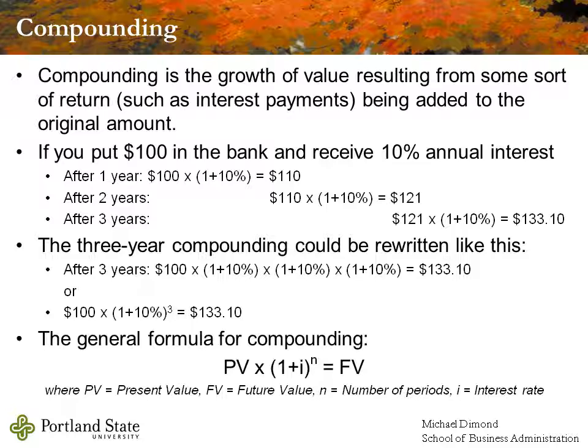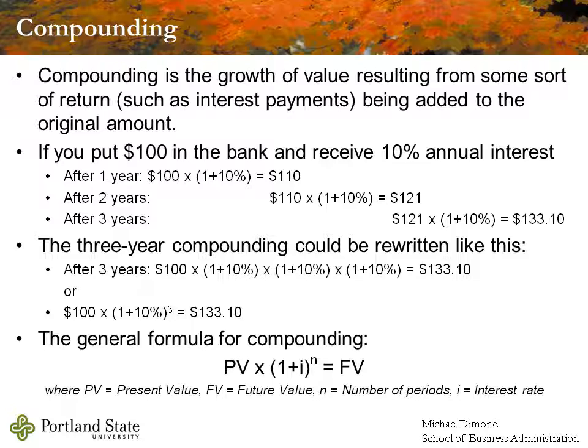Looking at the arithmetic, if you were to put $100 into the bank and receive 10% annual interest paid at the end of the year, after 1 year, you'd have your $100 plus 10% of it, so you'd wind up with $110. After 2 years, you'd wind up with that $110 plus another 10% interest, so you'd wind up with $121. And at the end of the third year, you would have started with $121, you would have added 10% of that, and you would have wound up with $133.10.